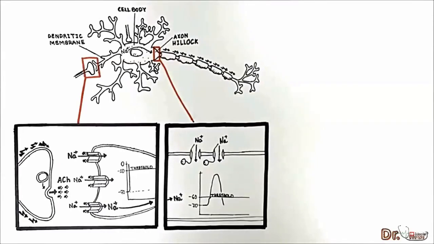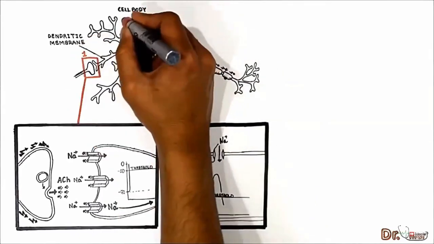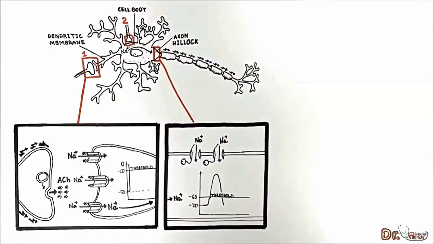Another important point is that the closer the synapse is to the axon hillock, the greater its influence in determining whether an action potential is generated. In other words, out of these two synapses, the second one has a greater chance to generate an action potential because it is closer to the axon hillock.